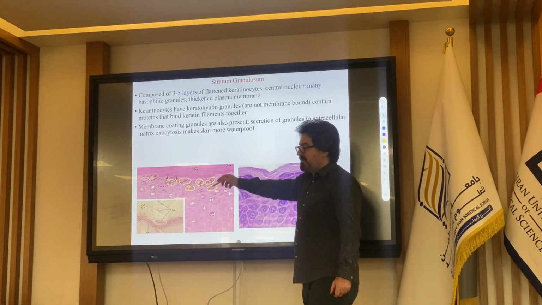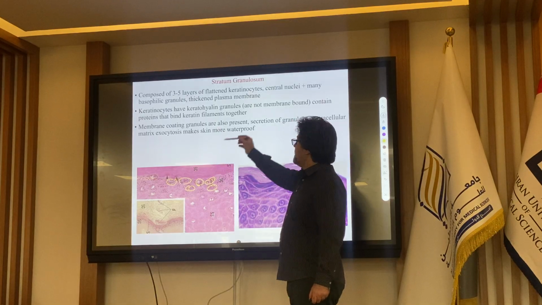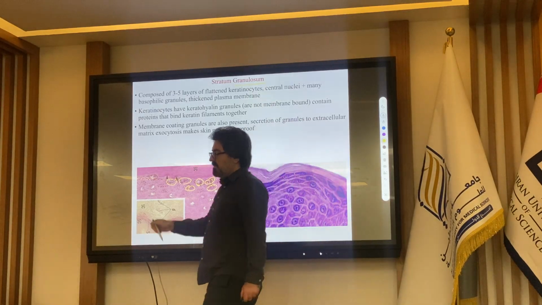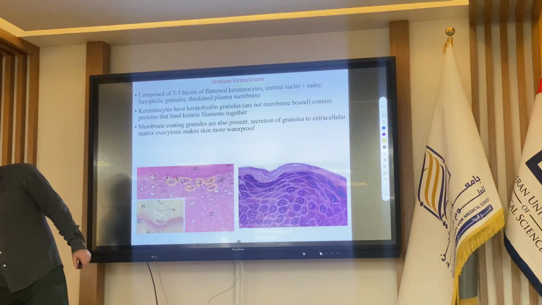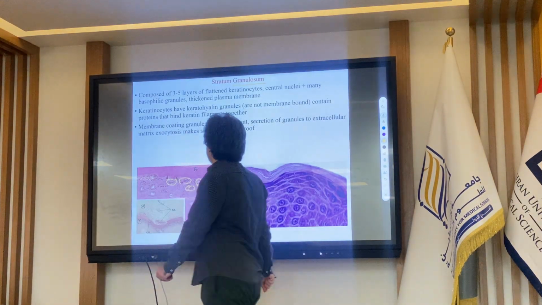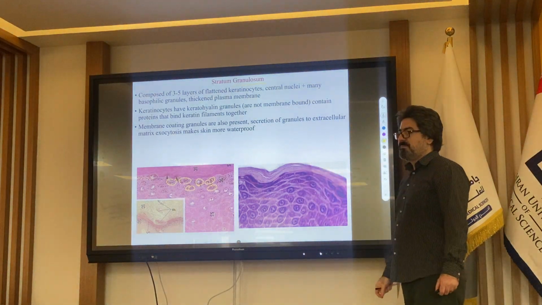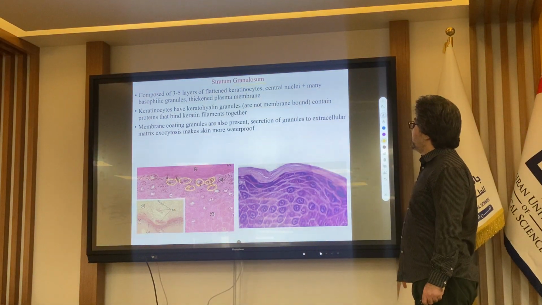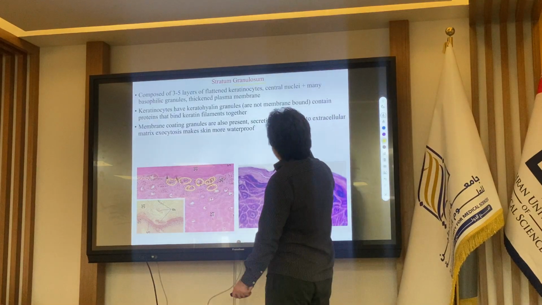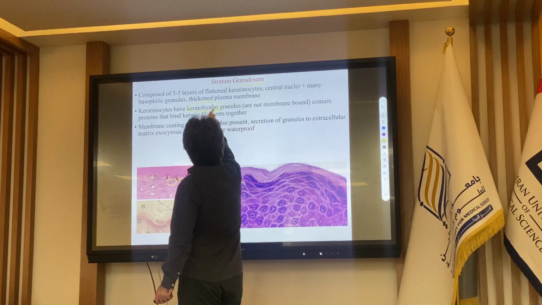Now look at these cells. You can see granules inside the cells. So this layer is known as the stratum granulosum. Now which type of granules can be found in these cells? Two types of granules. One of them is known as keratohyalin granule.